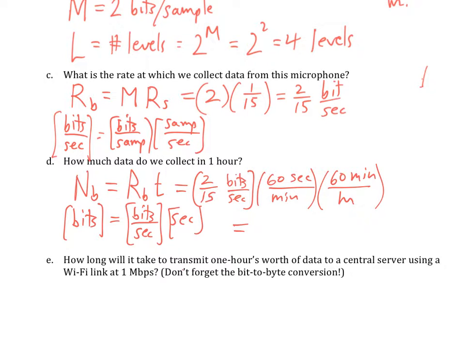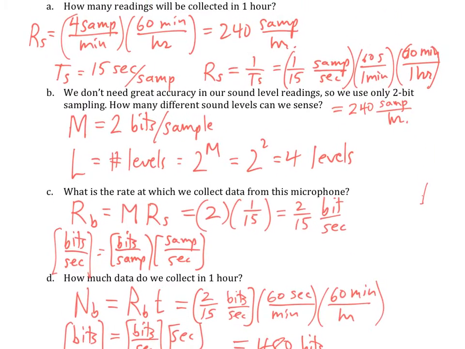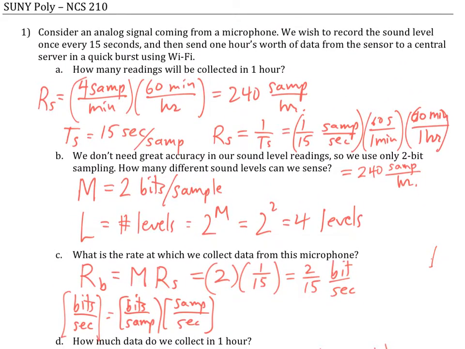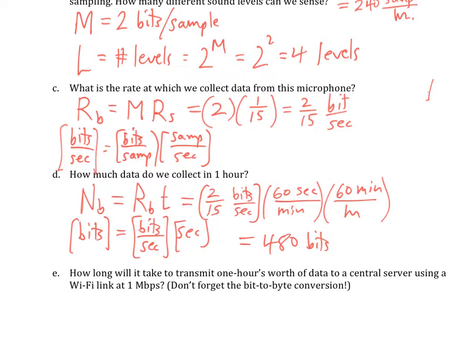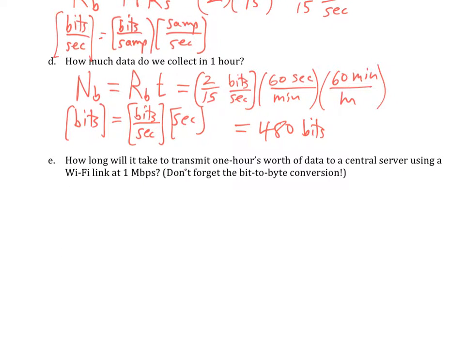And that's equal to, let's see, 3,600 times 2. I don't know exactly what it's equal to here. I'll use a calculator to calculate that. 2 times 60 times 60, divided by 15, equals 480 bits. Hey, just a second. This is the value we had here. No, this is 480 bits.